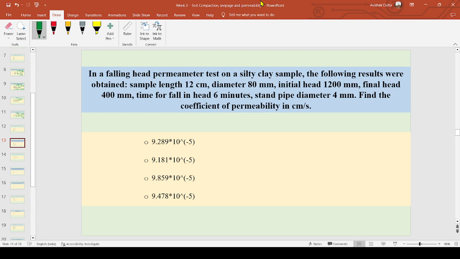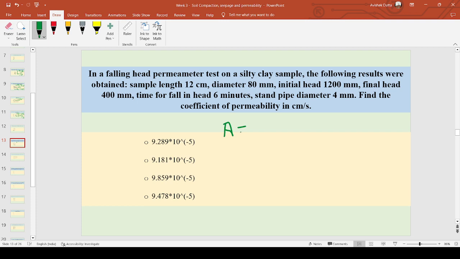Has anyone solved this question? Falling head test. How to solve? First, you will find out the area of cross section of the soil sample.